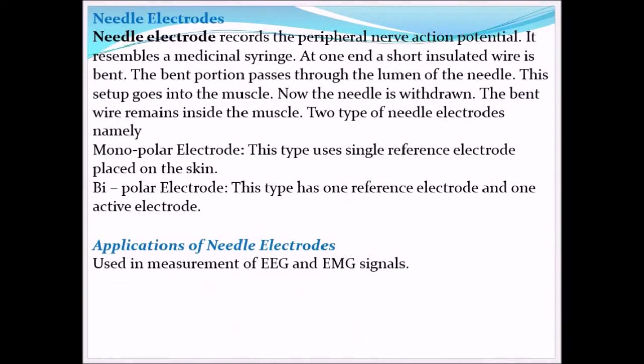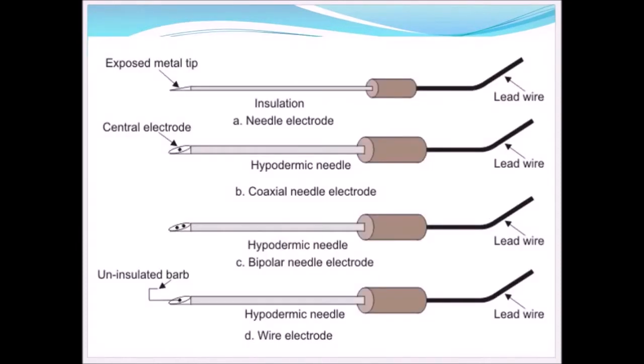The needle electrode is used to record the activities of the nerves, and it resembles a syringe. It is classified into two types: monopolar and bipolar. In monopolar there is a single reference electrode, whereas in bipolar we can see one reference electrode and one active electrode. This is the diagram of the needle electrode.